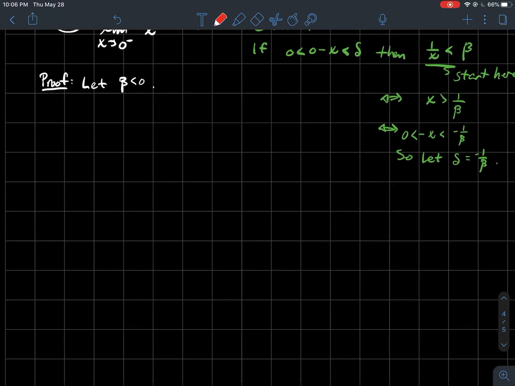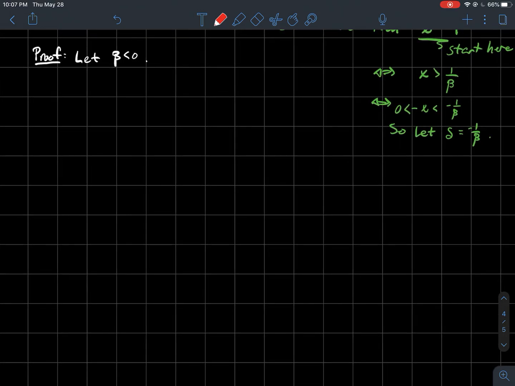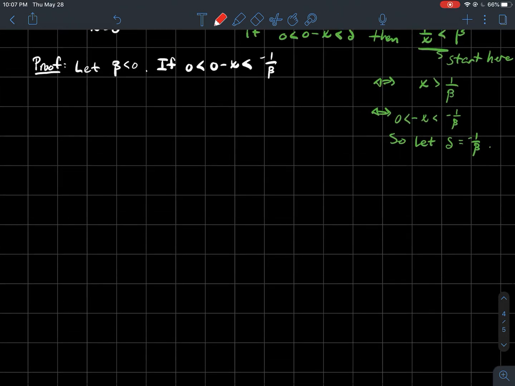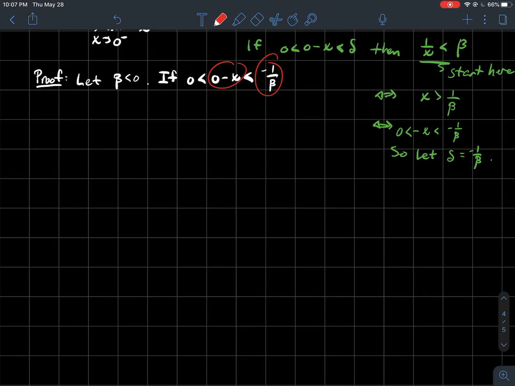So what's the actual proof look like? Start with the beta that's negative. So if, again, 0 minus x is less than minus 1 over beta, and remember, these are positive numbers in this case, then what happens? What do I get? Well, if I was to take the reciprocal of both of these, again, since they have the same sign, I just need to flip the inequality here. So minus 1 over x is bigger than minus beta. But then I'll multiply both sides through by that negative, and I get that 1 over x is less than beta, which is exactly what I wanted to have happen.